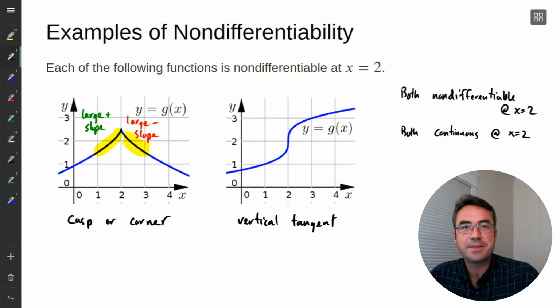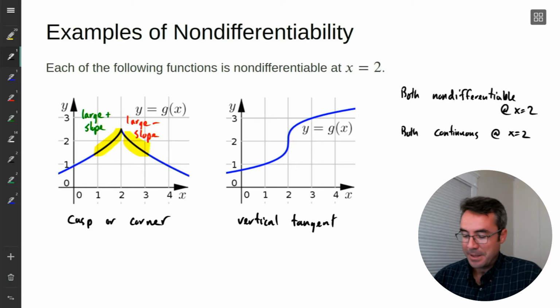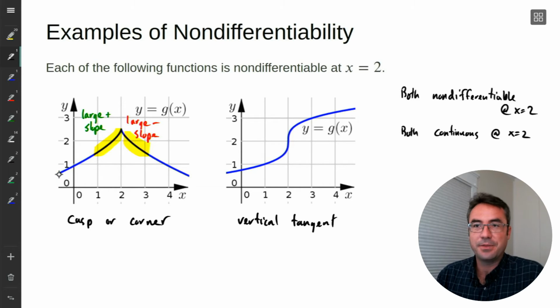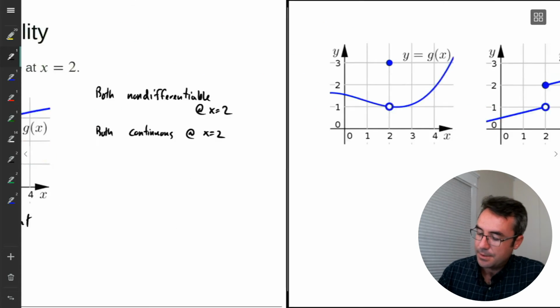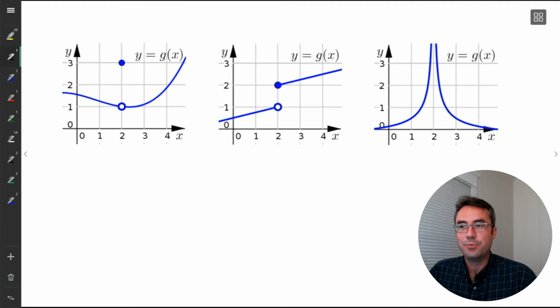So we've looked at this idea of continuity before, and graphically the way to think of it is we can just trace over this curve without ever taking our pen off the page. And we see that we can do that in each of these. So both of these graphs are continuous, and specifically they're continuous at x equals 2. Let's look at a few more.